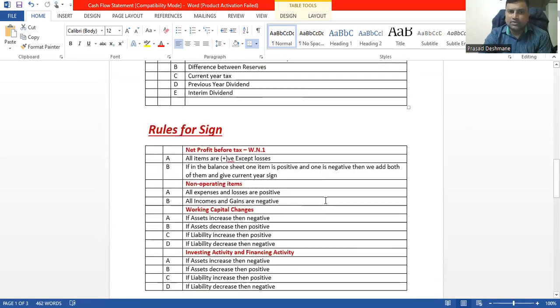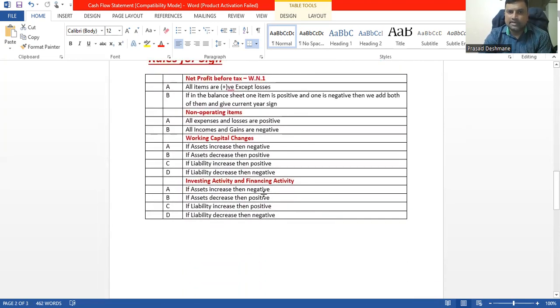Financing activity rule is also the same. Asset increase negative, asset decrease positive. So you can say that as with working capital changes, we are going to follow the same rule. Only non-operating items have a separate rule, and net profit has a separate rule. But working capital, investing, and financing follow the same rule. Asset increase negative, asset decrease positive. Okay, I hope everyone understood the cash flow statement rules and the basic fundamentals of cash.